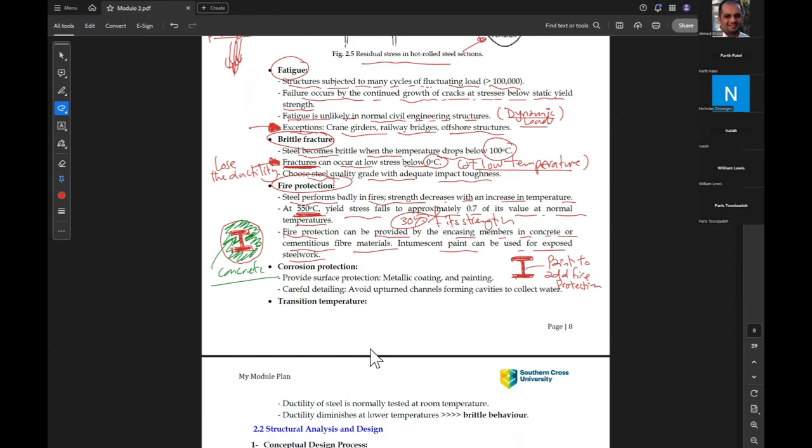Also, one of the problems is corrosion. As you know, steel is subject to corrosion in wet or humid weather. So some protection may be added, such as surface protection like metallic coating or painting. Careful detailing can be followed to avoid upturned channels forming cavities that collect water.